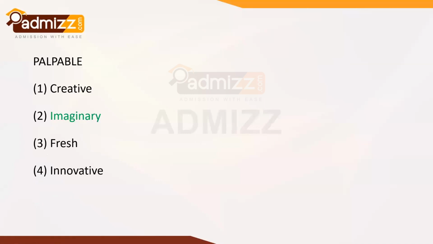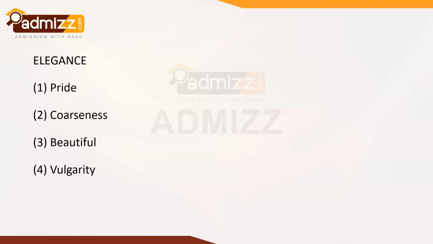Palpable means something which is real in a way, something tangible. So the word that is closest to the opposite of that would be imaginary, something not quite real, surreal in other words. So that's the correct answer. We'll be moving on to the next problem without any further ado. Elegance.